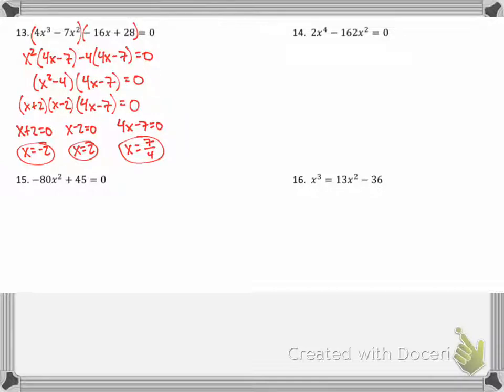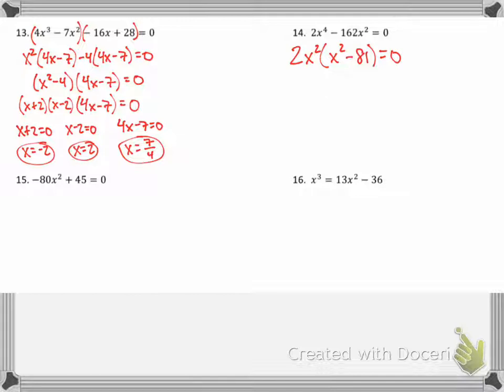Number 14 there, 2x to the 4th minus 162x squared equals 0. Again, it's equal to 0, so that part is done. Now we're going to take a look at, can I take out a GCF? Absolutely. I can take out a 2x squared, leaving me with x squared minus 81.